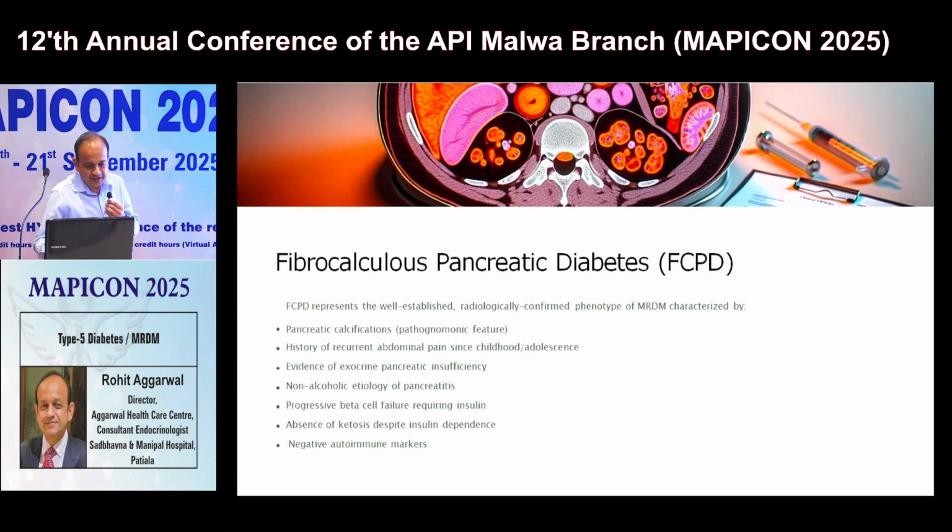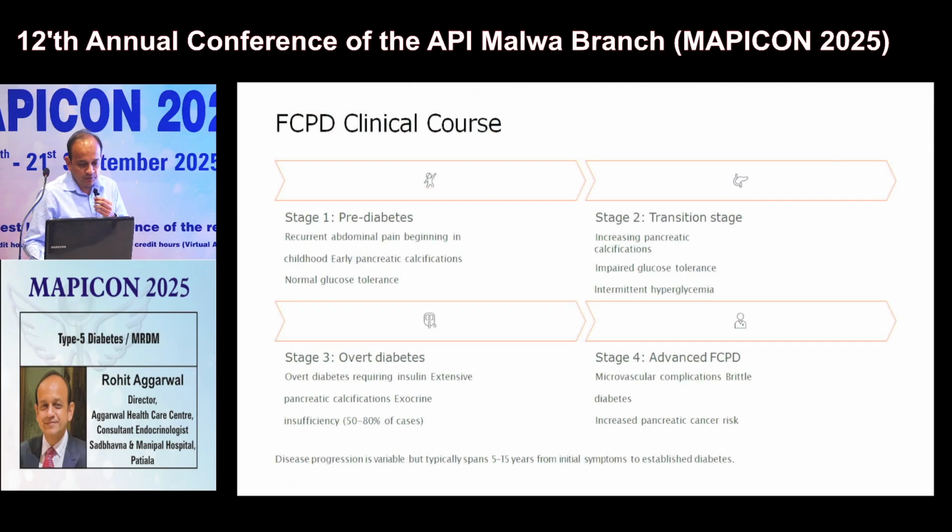So what are their clinical characteristics? The most important for FCPD is the presence of pancreatic calcification, which we see as a pathognomonic feature. Usually the patient presents with a history of recurrent pain abdomen since childhood. There is evidence of exocrine pancreatic insufficiency along with the endocrine, as the patient is becoming diabetic. How do we check exocrine pancreatic insufficiency? The simple test is fecal elastase. That is available. There is progressive beta cell failure requiring insulin over time, absence of ketosis despite the patient being insulin dependent, and the autoimmune markers are negative.